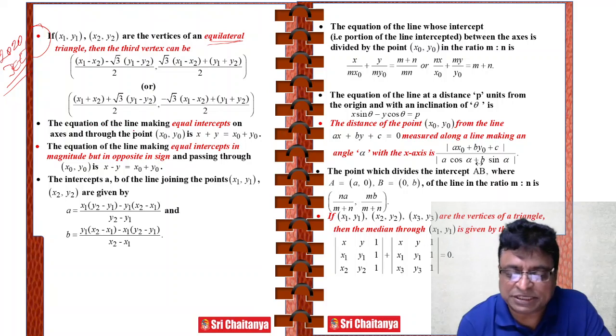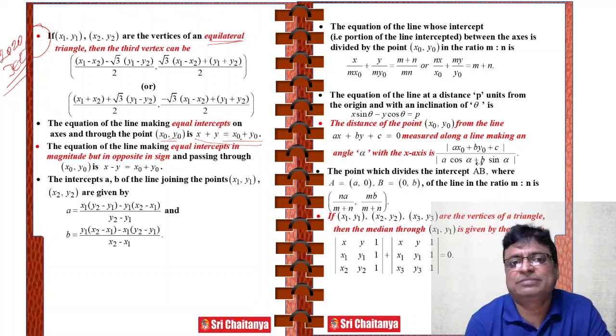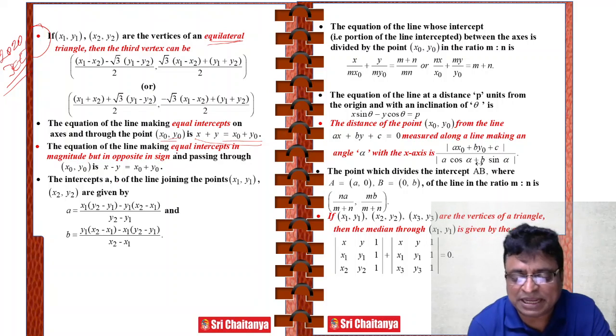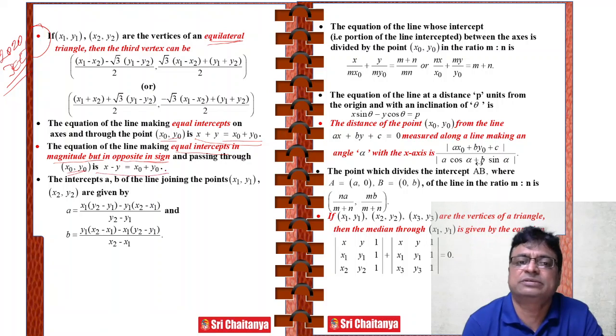Next, equation of the line making equal intercepts on the axis and passing through the point x0, y0: x plus y equal to x0 plus y0. Same, equation of the line making equal intercepts in magnitude but opposite in sign and passing through x0, y0 is x minus y is equal to x0 plus y0.